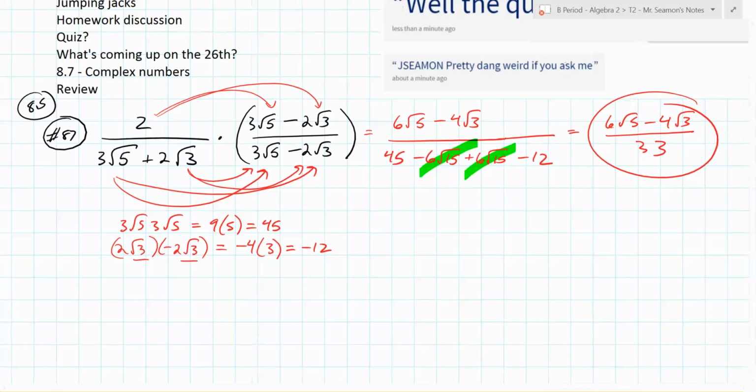The key, you're multiplying by a form of 1 and it has to be the minus. If you don't do that, it won't rationalize the denominator. Okay, any others from 8.5 first?